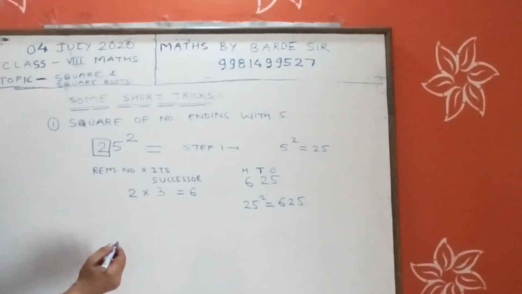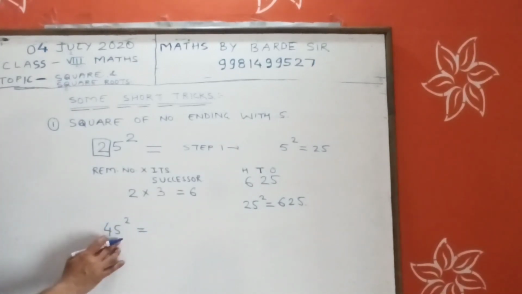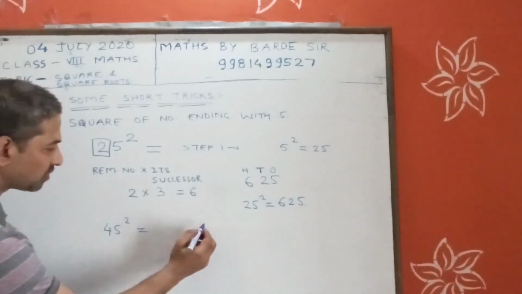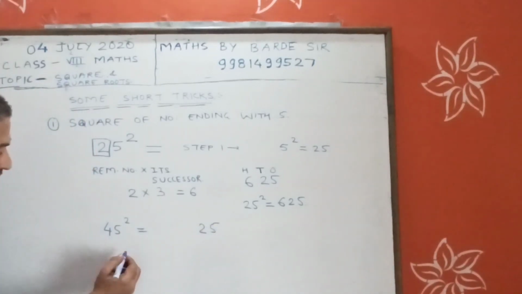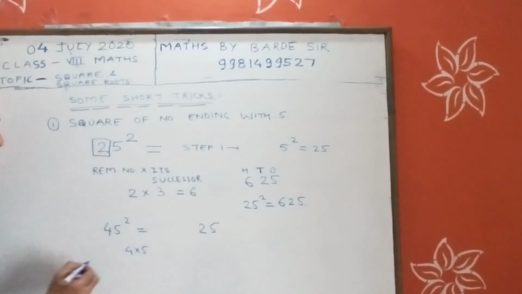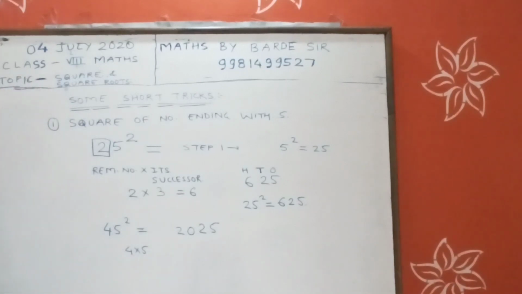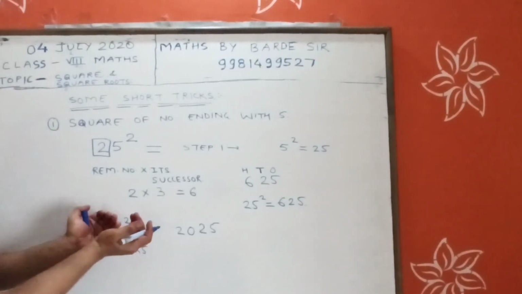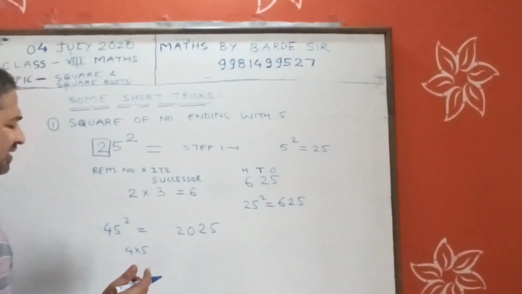Let's take one more example. 45 square. Now first step, 5 square, 25. 4 into 5 is 20. So we'll write here 2025. ये बात ध्यान रखिएगा, हमेशा right से start करना है बच्चों. Right से start करेंगे हमेशा. Okay? Let's take one more example.